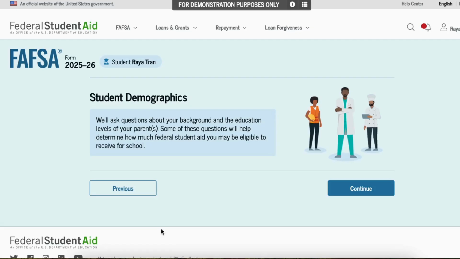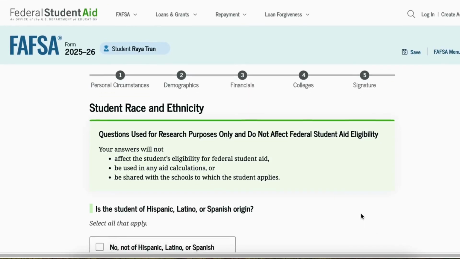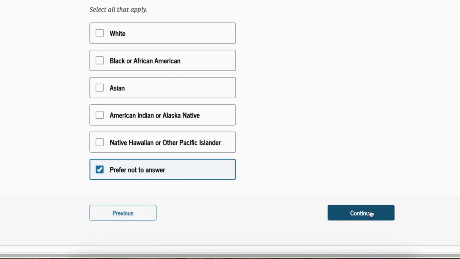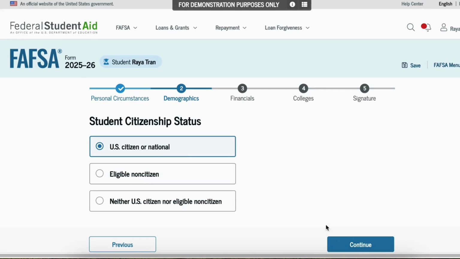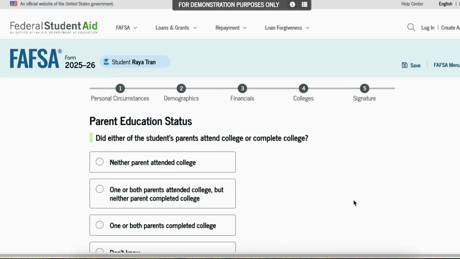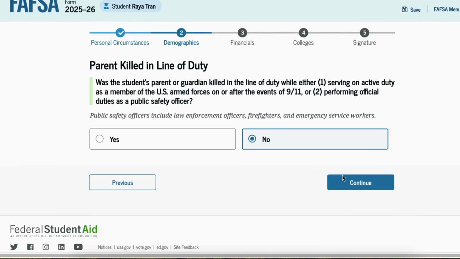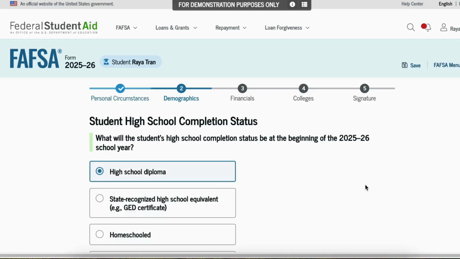Now we will go into the student demographics. This will pop up after you put in the parent information. You're going to go ahead and put in your gender, your race and ethnicity, your student citizenship. If you're an eligible non-citizen, you will have to put in your green card number. It will be on the front side of the card, and it will have the 2 dashes. It will look very similar to a social security number. We're going to then click U.S. citizen. You'll put in parents' educational status, and if they were killed in the line of duty on 9/11.